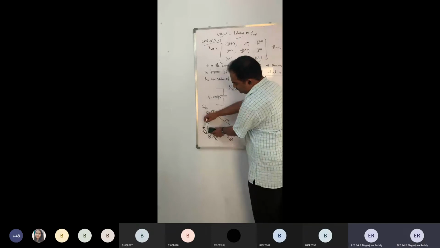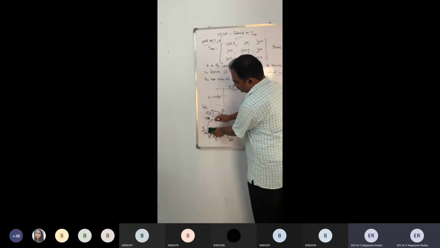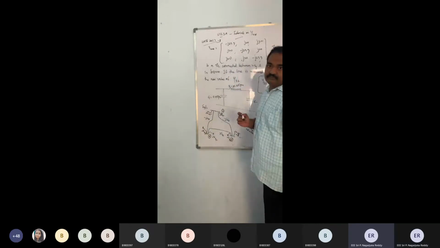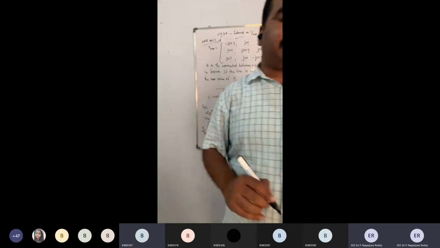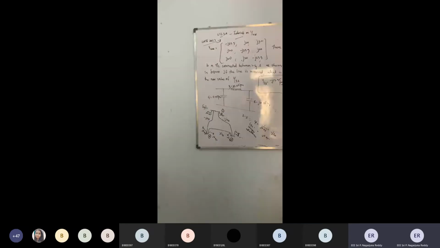How many elements does it have? It has only 2 elements, isn't it? One is minus J20, the other one is J0.05. So what is the value now? What is the value of Y33? Minus J19.95. This was asked for 2 marks in your GATE 2017 afternoon session. How much time will it take for you? It takes hardly 5 minutes, even if you are a very fresher.